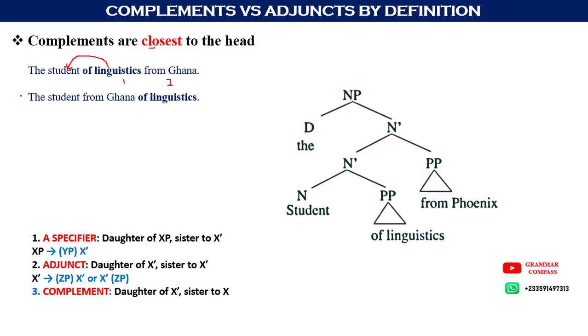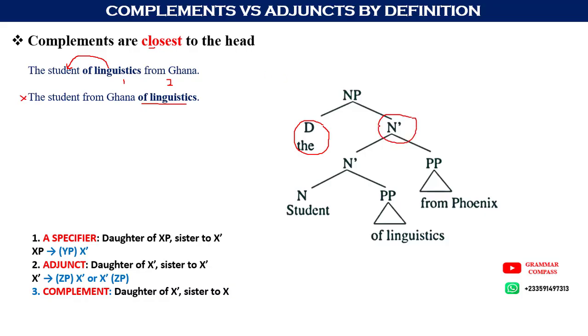For example, it will be wrong if you have a construction like this: the student from Ghana of linguistics. This is wrong. So it should be the student of linguistics from Ghana. That is what we have over here. So the specifier in our noun phrase is the. And we know that specifiers are daughters of phrase and sisters to an N-bar in a noun phrase.